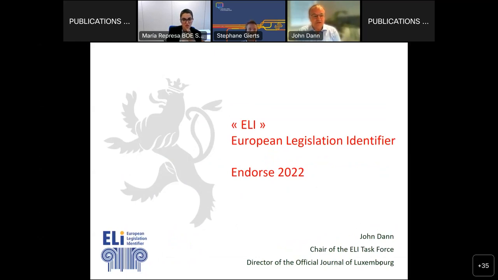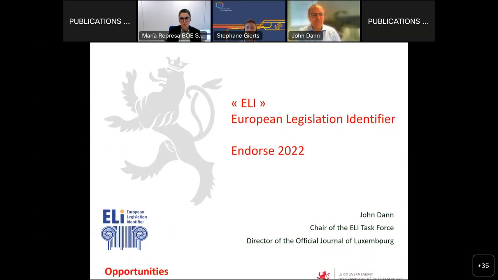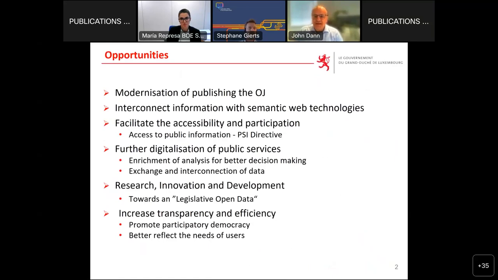European Legislation Identifier. I would say a real success story over time. Let me introduce where we started, where we came from, and what the challenges were. This dates back to 2010, when a lot of us had the opportunity to modernize or change the way we were publishing in the official journals. One idea which came out in 2010 was: how can we easily interconnect this information? Do we always have to copy and paste directives into our system? Wouldn't it be easier to use semantic web technologies to really interconnect information?